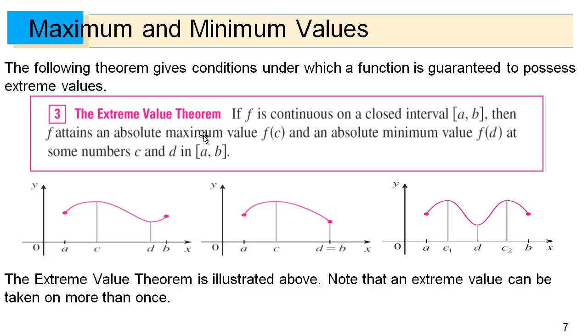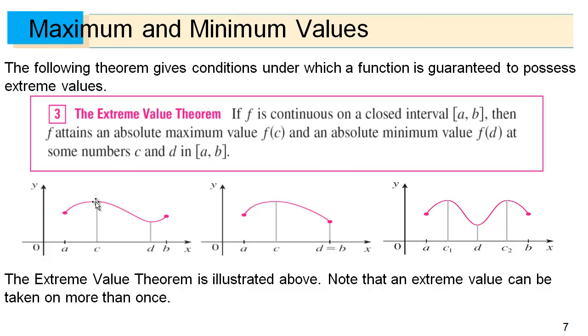Which brings us to the extreme value theorem. If f is a continuous function on some closed interval, and that's important, it has to be closed, a to b, so you'll notice the square brackets, then this function f obtains an absolute maximum value f of c and an absolute minimum value f of d at some numbers c and d in that interval, and those numbers can be the endpoints, right? So those numbers can be a and b. And the three graphs below show examples of this.